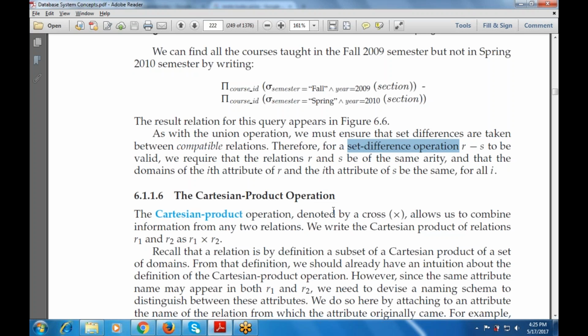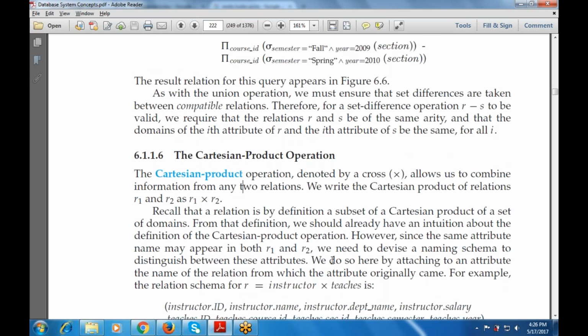The next one is the Cartesian product operation, that is denoted by the cross, that allows us to combine information from any two relations. We write the Cartesian product of the relations R1 and R2 as R1 cross R2. That means each and every attribute of the first table is combined with each and every attribute of the second table. Recall that a relation is by definition a subset of a Cartesian product of a set of domains, and from that definition we should already have an intuition about the definition of the Cartesian product operation.